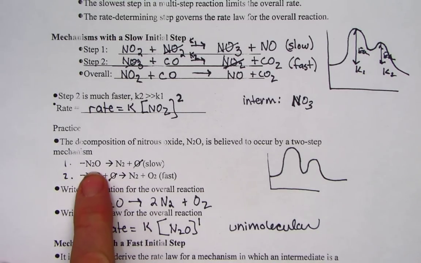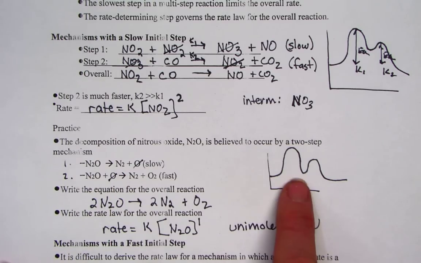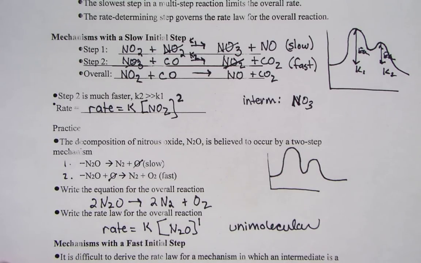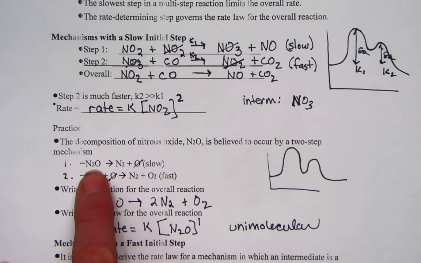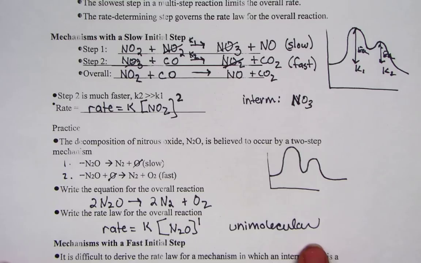When a single molecule of N2O rearranges itself to produce nitrogen and oxygen, that's coming from that first activation energy, the larger of the two. If it's a single molecule rearranging itself, we call it a unimolecular reaction mechanism. The rate law comes from that slowest first step.